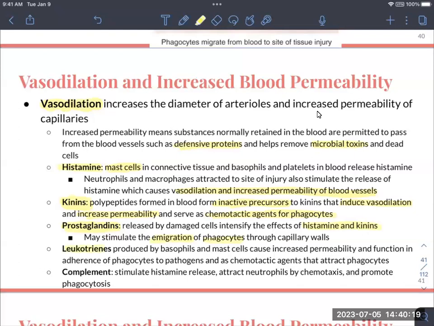Leukotrienes. This is a substance that comes from basophils and mast cells. And again, they increase the permeability and function of those phagocytes. They get those phagocytes to the area, they attract them into there, and they cause those phagocytes to fully engulf. Complement. That stimulates histamine release, which brings neutrophils to the area to help promote that phagocytosis. These are all different chemicals that are going to be released out at any type of tissue damage.